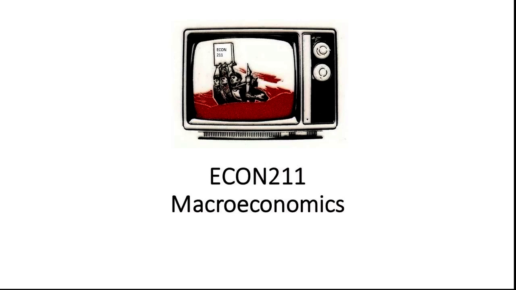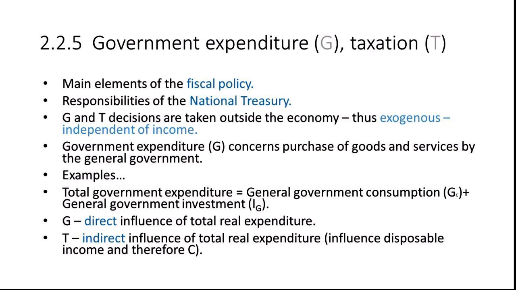You are watching Macro TV, and we are still busy with Study Unit 2, Chapter 2 in Fourie and Burger, adding more components to aggregate expenditure. Today's video is all about government expenditure and taxation. Now, those two elements are the major parts of fiscal policy and the responsibility of National Treasury. That would be the Minister of Finance.